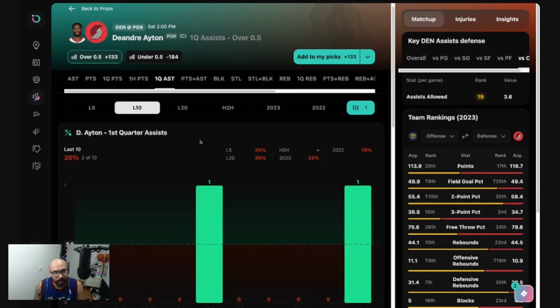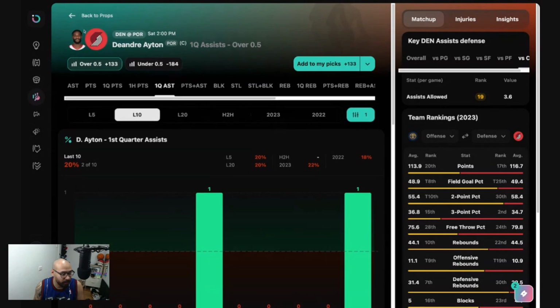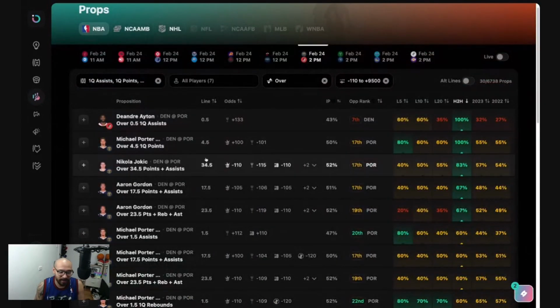So, and this is why it pays to use something like Outlier. You can do your deep dives. You often might think you have a good pick, and then you research it a little bit further, and then you're like, shit, it's not a good pick at all. So, DeAndre Ayton, I'll have to pass on that.